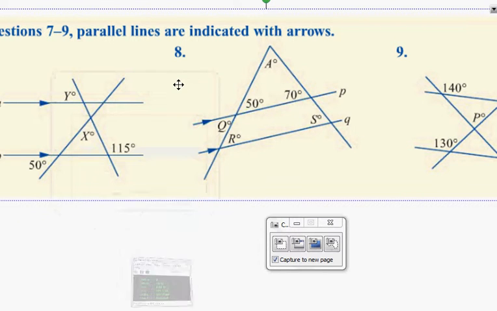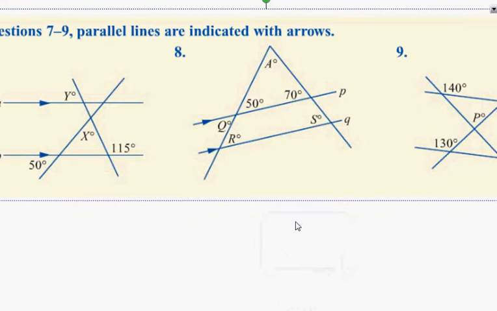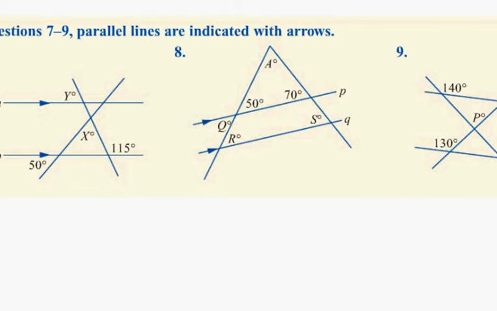Okay, question 7. What we have is parallel lines indicated by the arrows. What I have to do is figure out what x and y are, okay? So what I suggest for question 7 is that there's a rule, okay? What I ask you to remember is what's called the x factor, okay?